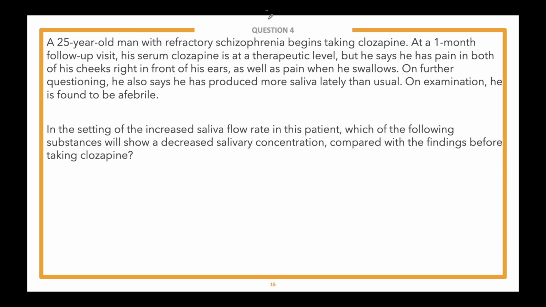In the setting of the increased saliva flow rate in this patient, which of the following substances will show a decreased salivary concentration compared with the findings before taking clozapine? In the setting of increased saliva flow rate in this patient, which of the following substances will show a decreased salivary concentration compared with the findings before taking clozapine? So I'll give all of you a few seconds here to let us know in the question box how many steps you believe this question will require, and then we'll read the vignette.